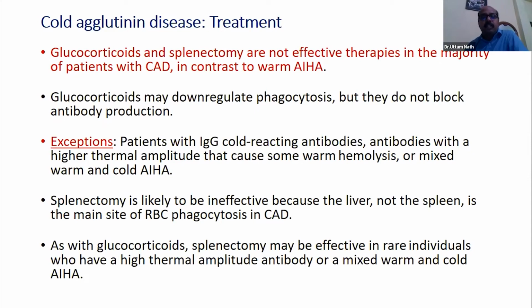Same with splenectomy. Splenectomy is not that effective in cold agglutinin disease because the major site of hemolysis is the liver, not the spleen. However, in the same conditions where steroids can work, splenectomy may also be effective, although in a lower number of patients, like mixed warm and cold antibody AIHA, or antibodies with higher thermal amplitude, or IgG cold reacting antibodies. So this must be kept in mind.